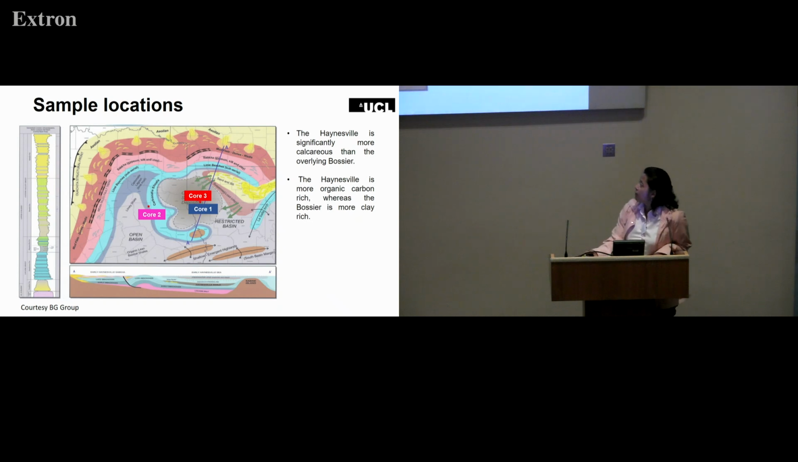These are my core locations, core 1, core 2, and core 3. And these are the color connotations I'm going to use throughout the talk. So for core 1, it's going to be blue symbols, core 2 is a pink one, and core 3 is going to be reddish. It looks slightly different there, but that's how it's going to work. And they're from the Haynesville-Bossier Formation in the US.